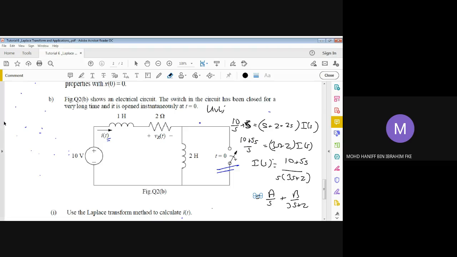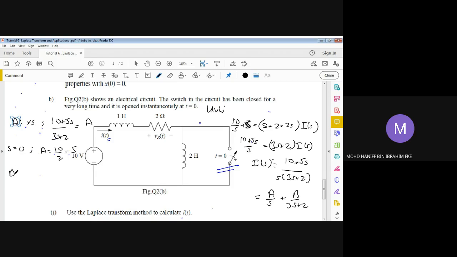Okay, so from here we can write that to find A, what you have to do is multiply both sides with S. So we are going to get (10 + 5S) over (3S + 2) equals A. I don't want to write the B, because nothing much difference will happen then. So substitute S equals 0. So we're going to have A equals 10 over 2, which is equal to 5. So that should be the value of A.